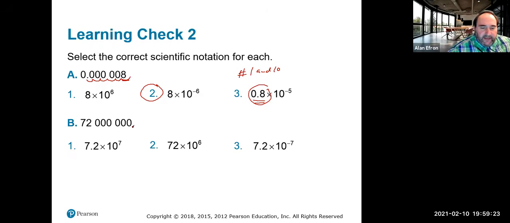Coming this way, we got 1, 2, 3, 4, 5, 6, and 7 places. Now that gives us 7.2, also 2 sig figs here. So 7.2 times 10 to the 7 looks like this would be the right one. Again, 72 is not a number between 1 and 10. 7.2 is right, but negative 7 means it's a small number, which that obviously is not, so that one would not be right either. Any questions on that one there?